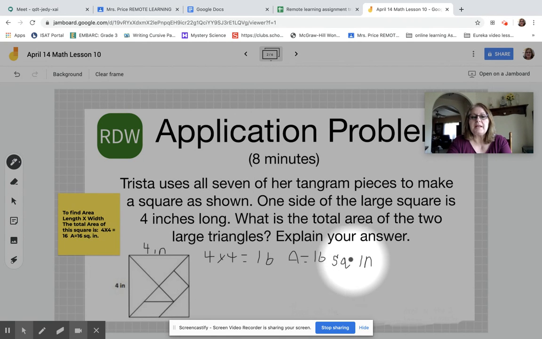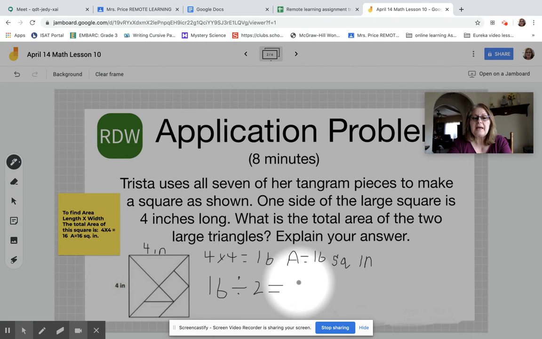But the question asks, what is the total area of the 2 large triangles? Here are the 2 large triangles, and you can see that the 2 large triangles take up 1/2 of the shape, right? So to divide that in half, we're just going to take 16 divided by 2, because it's in 2 pieces here, equals 8. So the area of these 2 is 8 square inches, right?